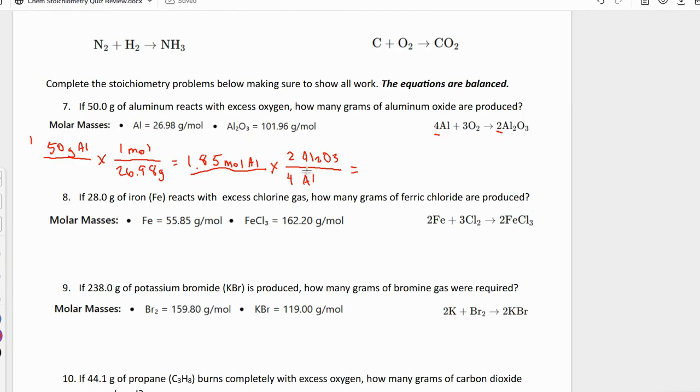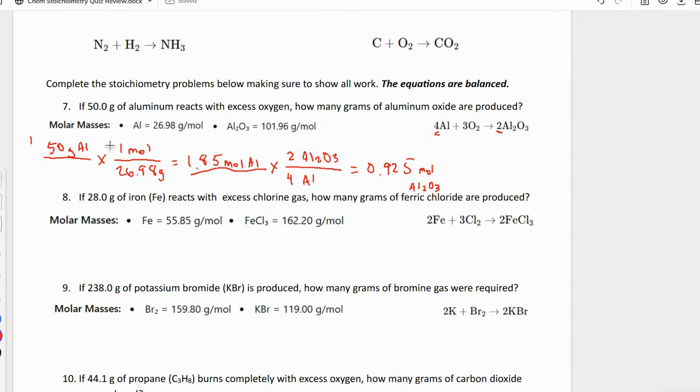And let's see what my calculator says. So the top times the top divided by the bottom. 1.85 times 2 equals that, divided by 4 equals, I got 0.925 moles of Al2O3. All right, let me pause and I'll do step 3. All right, so now we're on to step 3.